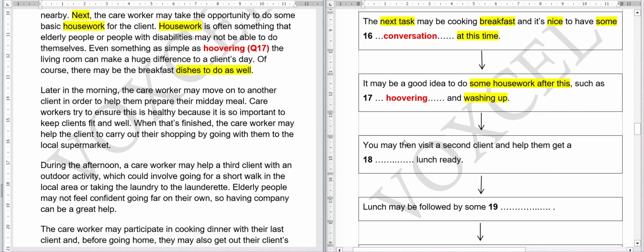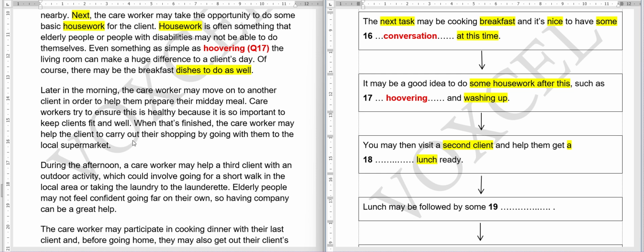Moving on to the 18th question. You may then visit a second client. Now we are talking about the second client. Our first client is complete, and you may help them to get a dash lunch ready. So it should be some sort of lunch, a good lunch ready, a tasty lunch ready, some sort of quality of lunch. I believe that can be the answer, but I'm not so sure about that. But we know it should be some sort of lunch.